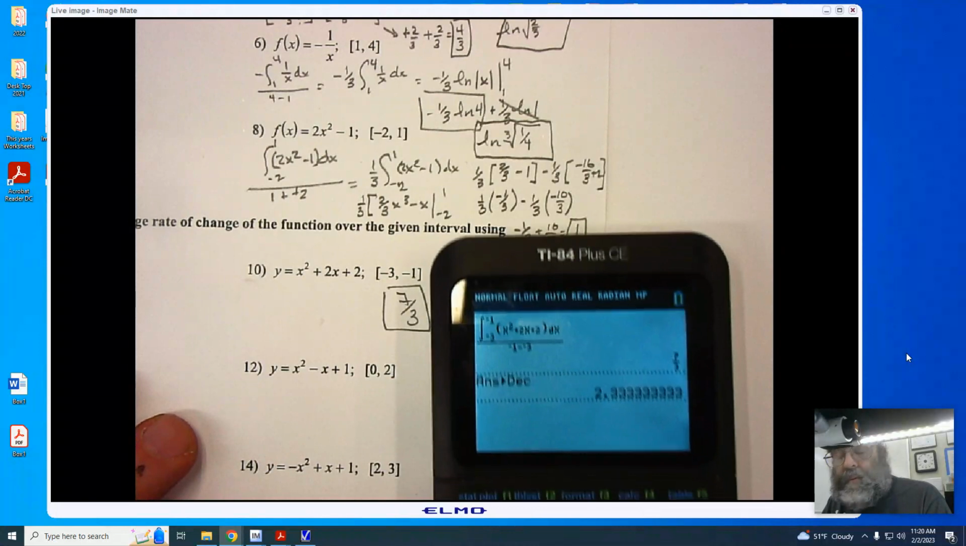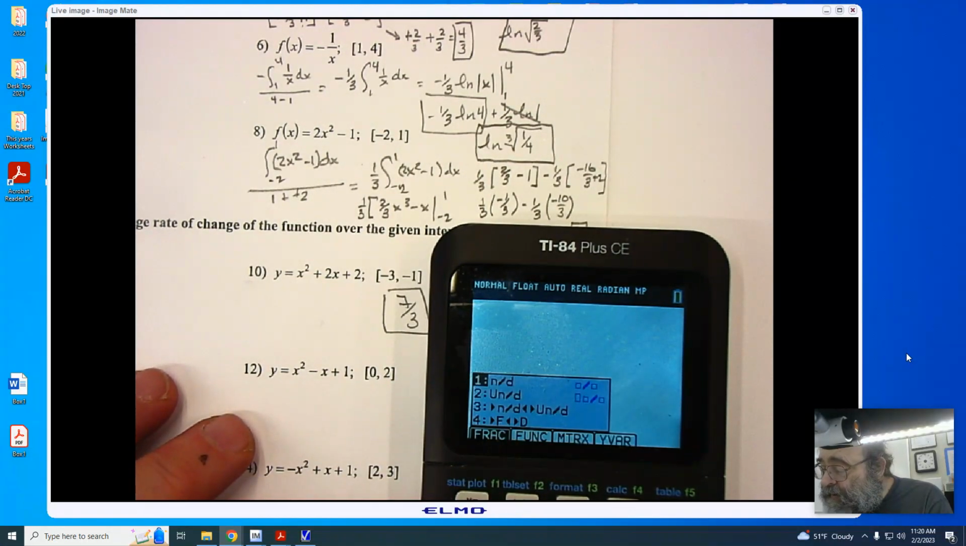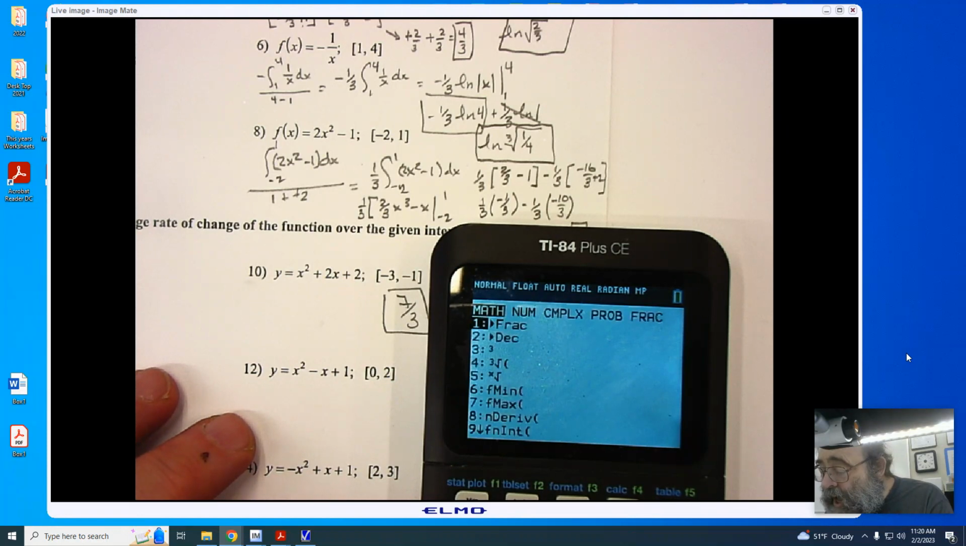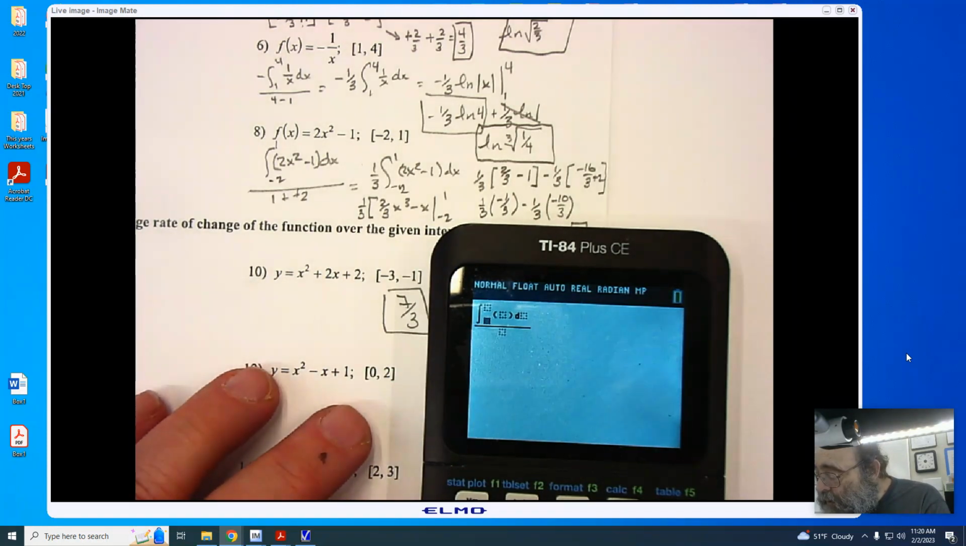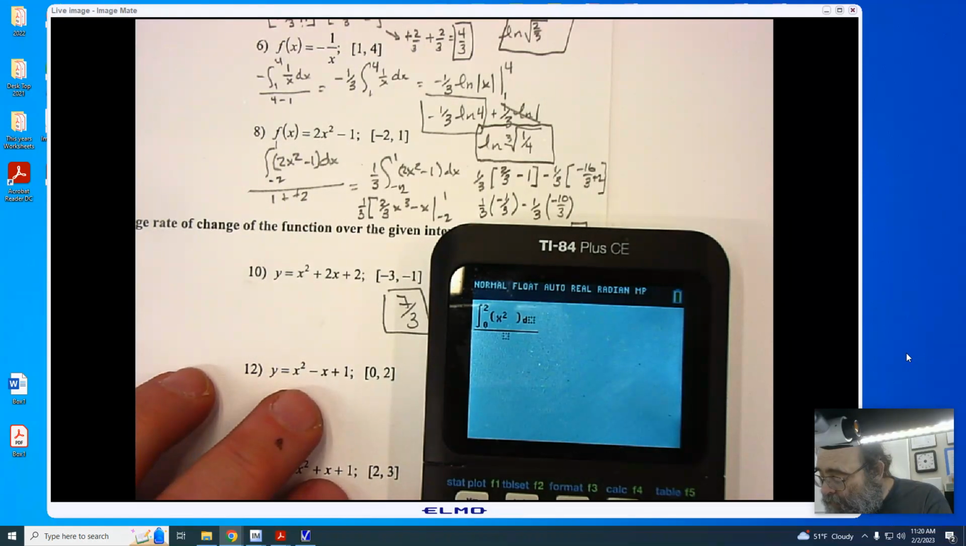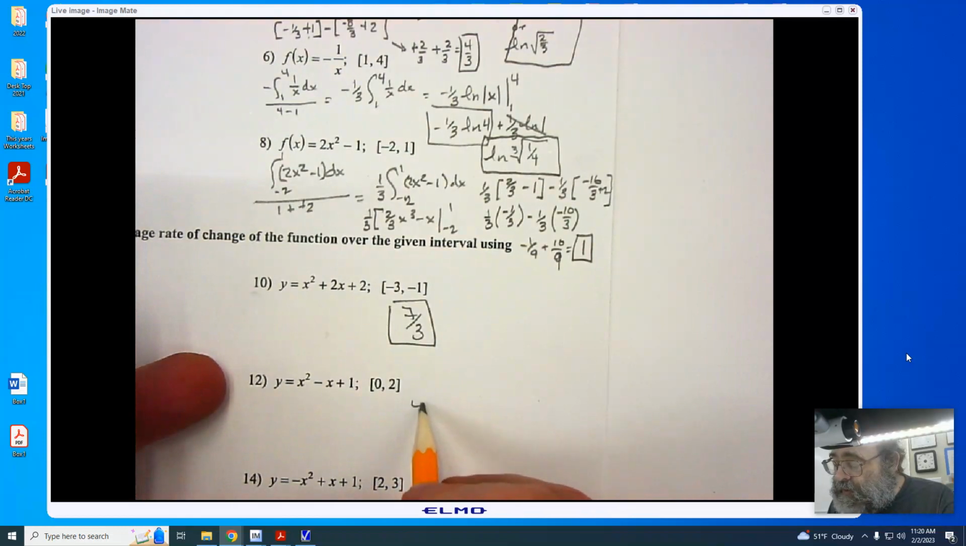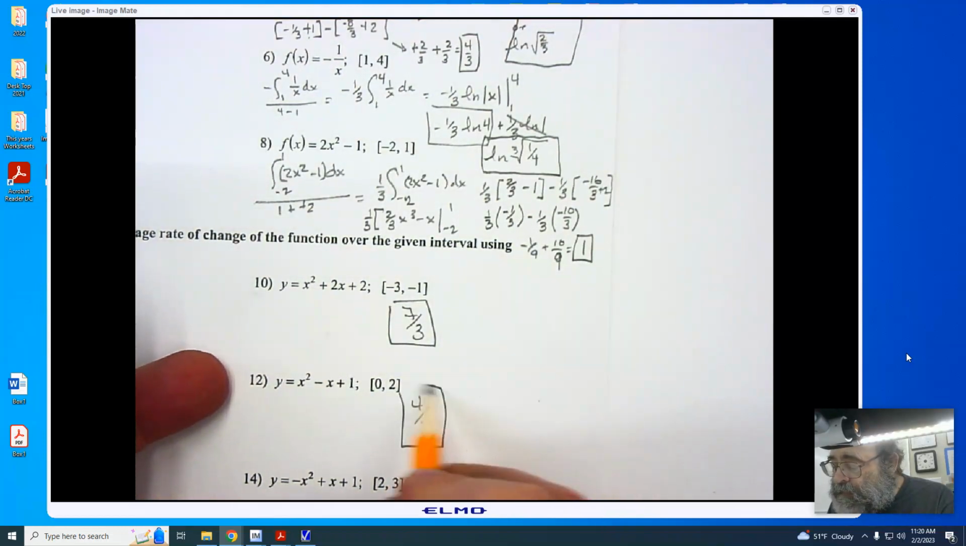Number 12, we're going to start with alpha y equals to get the fraction, math 9 to get the integral. We put in the 0 to 2. Those are our limits of integration. We have our x squared minus x plus 1 dx. And don't forget to put 2 minus 0 in the denominator. Hit enter, and you get 4/3. So our next answer for 12 is 4/3.